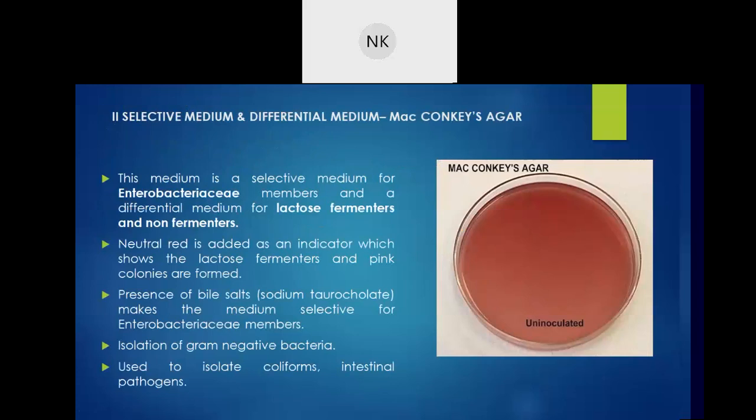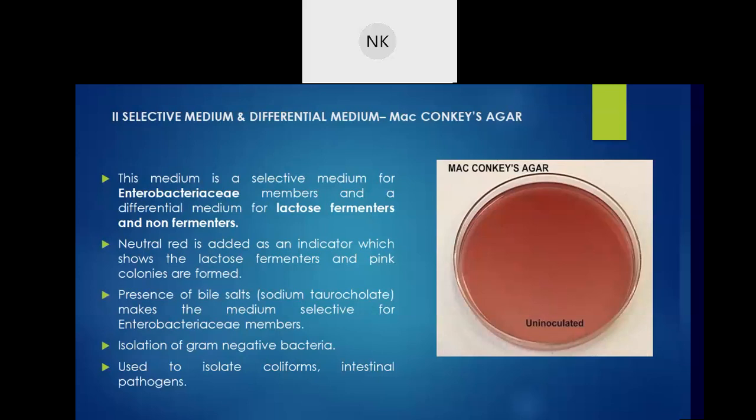Now, next, coming to selective medium and differential medium. That is McConkey's agar. McConkey's agar acts as both a selective medium and a differential medium. So what is the specialty of this McConkey's agar medium? This is especially used to grow Enterobacteriaceae members, that is intestinal bacteria, especially intestinal pathogens and coliform bacteria. This media is generally used to isolate intestinal pathogens or coliforms. It is acting as both.